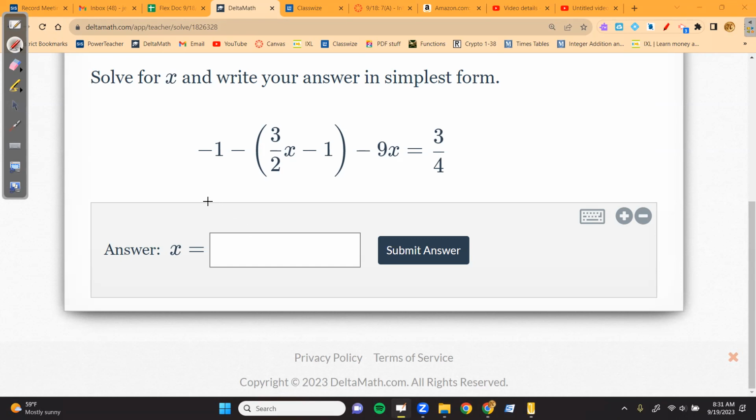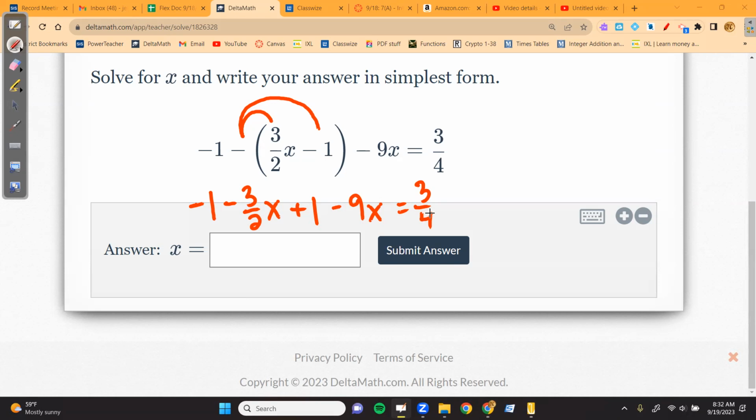I'm going to copy down this negative 1 because it doesn't get to play. And I'm going to distribute my negative. What's going to be the result of distributing this negative sign through here? Negative 3/2 of x plus 1. And the rest of it just gets copied down. Wasn't that pleasant? Not all problems are created equal. This one is a joke.